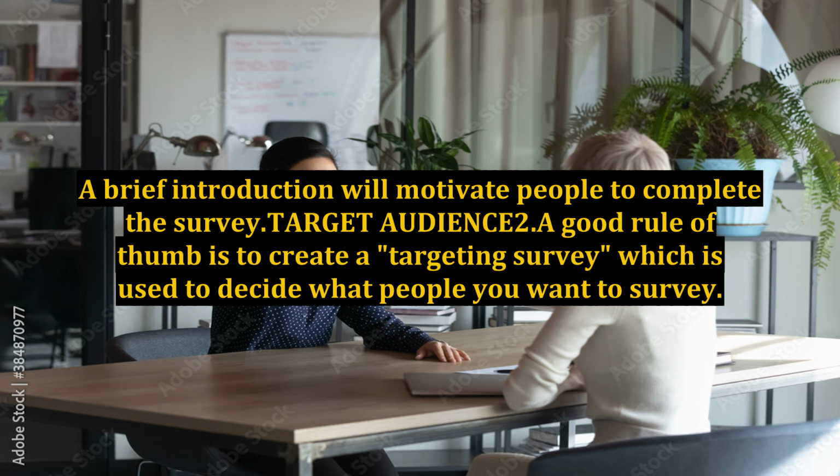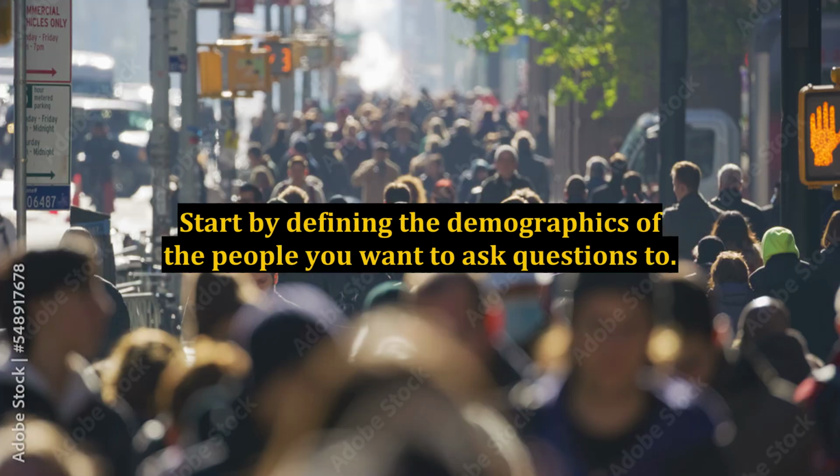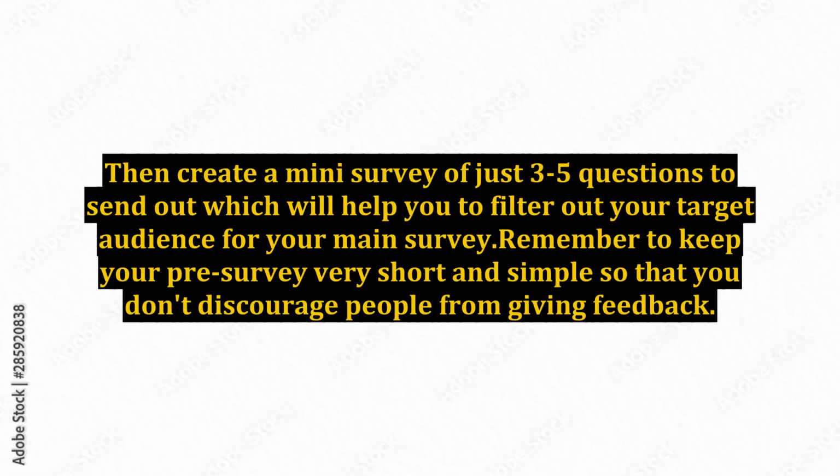Target audience. 2. A good rule of thumb is to create a targeting survey, which is used to decide what people you want to survey. Not everyone on your contact list will necessarily be within your target audience for your survey. Start by defining the demographics of the people you want to ask questions to. Then create a mini survey of just 3 to 5 questions to send out, which will help you to filter out your target audience for your main survey. Remember to keep your pre-survey very short and simple so that you don't discourage people from giving feedback.